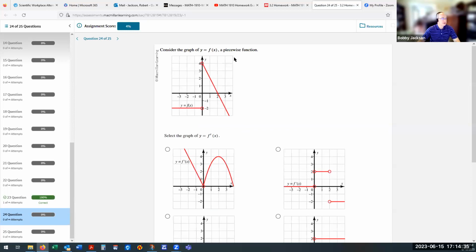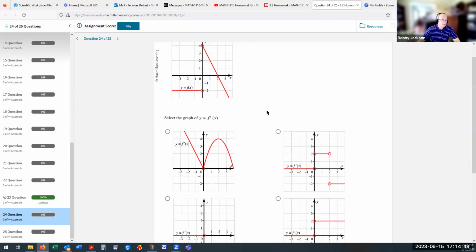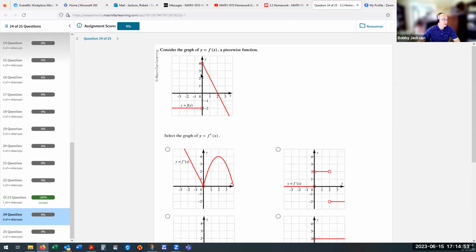All right, same sort of thing. We're given a function and we're asked to select its derivative. This one has a huge break in the graph, right? It's not continuous at x equals 0, meaning the function's not differentiable. Which means we're going to see an open circle perhaps, or something like that, vertical asymptote, something strange about the derivative.